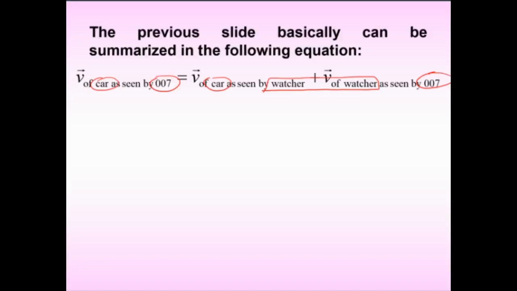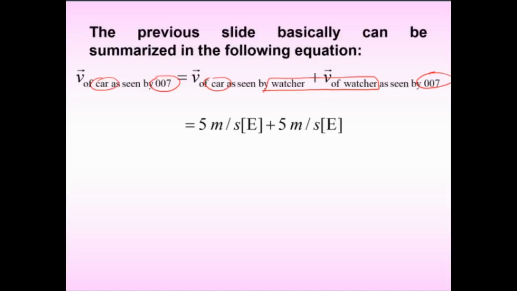So that means, how does the watcher, sorry, the velocity of the watcher as seen by 007. How does 007 see the watcher move? Again, everyone, how did the watcher see 007 move? West. So how is 007 going to see the watcher move? East. You got it. Are my directions lined up?